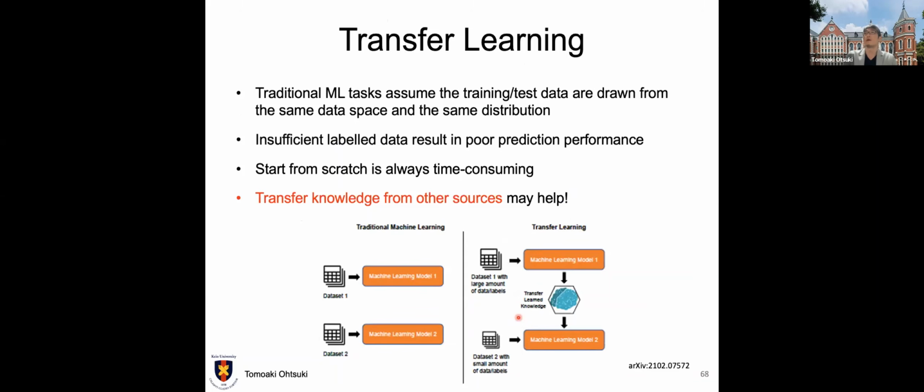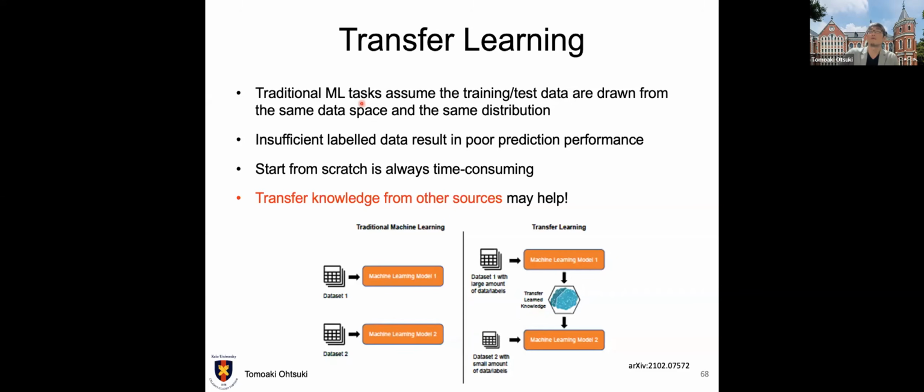Okay, also in wireless communications or wireless networks, transfer learning is attracting much attention. Of course, in deep learning and other fields, transfer learning has attracted a lot of attention for many, many years. So how and why does transfer learning attract attention also in wireless communication?